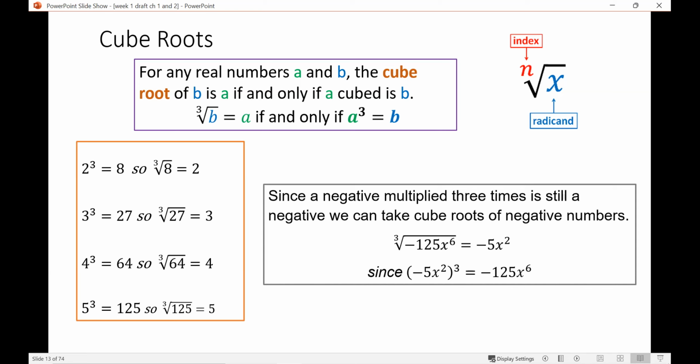Okay. On the left, you see some examples of cube roots. The cube root of 8 is 2. The cube root of 27 is 3. The cube root of 64 is 4. And the cube root of 125 is 5. These are just good numbers to remember as perfect cubes because they really just come from 2 cubed, 3 cubed, 4 cubed, 5 cubed. Okay.